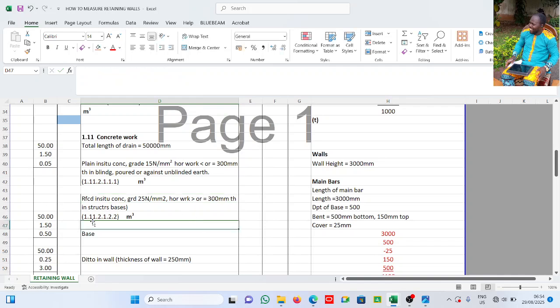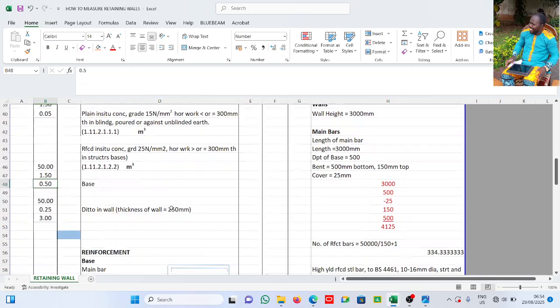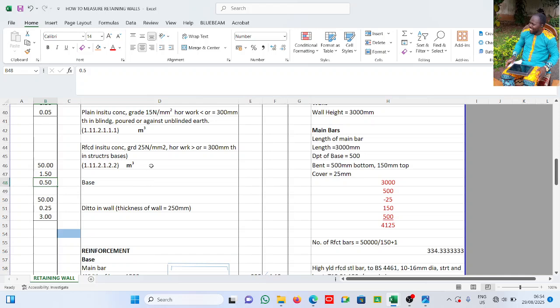Because the base is 500 mm, it is greater than. So these little things you need to check out for. Alright, it is in cubic meter also. This is the length, this is the width of the base, and this is the thickness of the base.